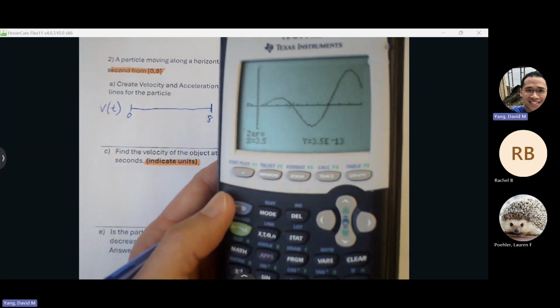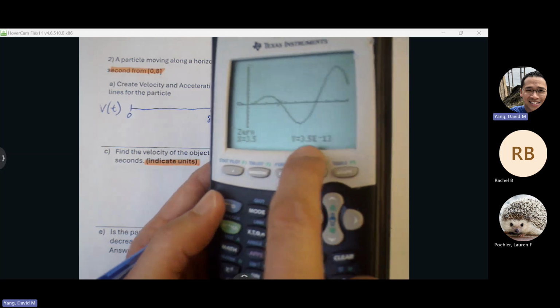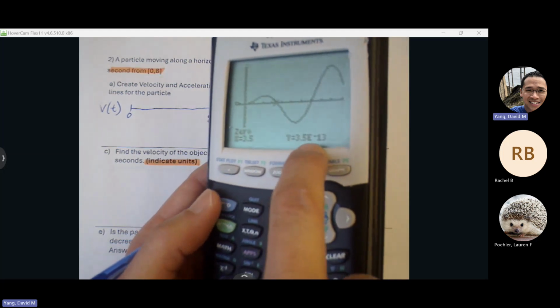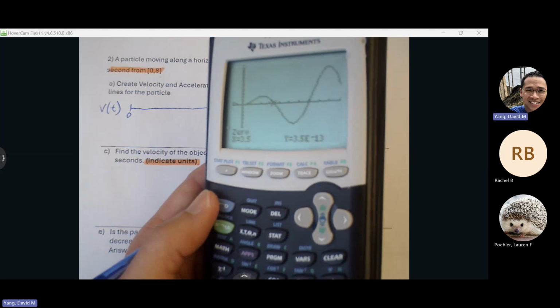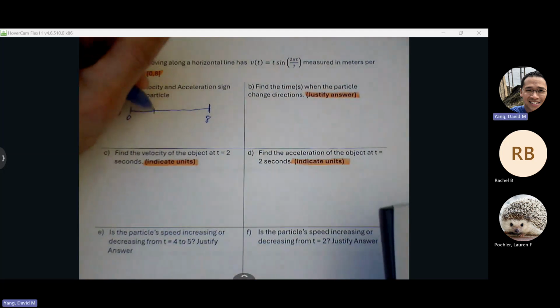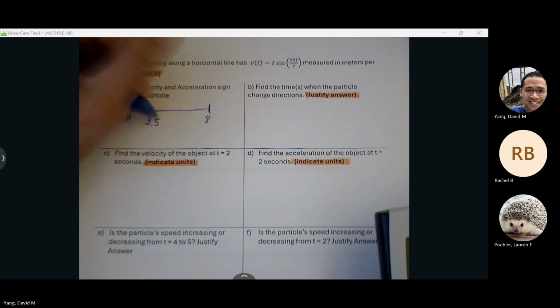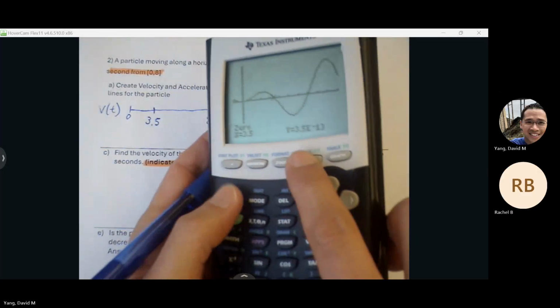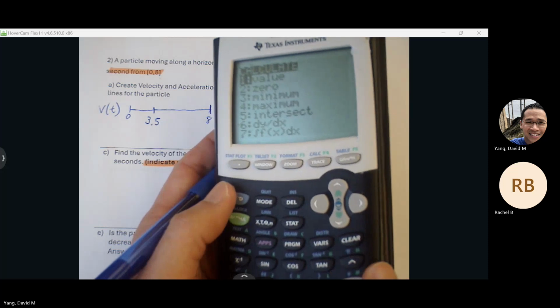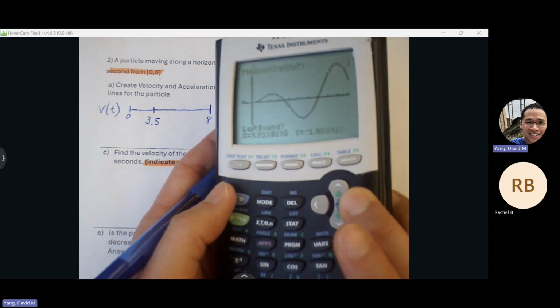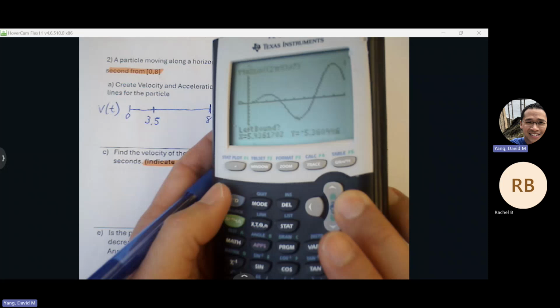I get 3.5. If you get something like y equals e to the negative 13 or something like that, that just means that's basically 0. That's basically a y value of 0. Okay, I'm going to continue to look for another x-intercept here.